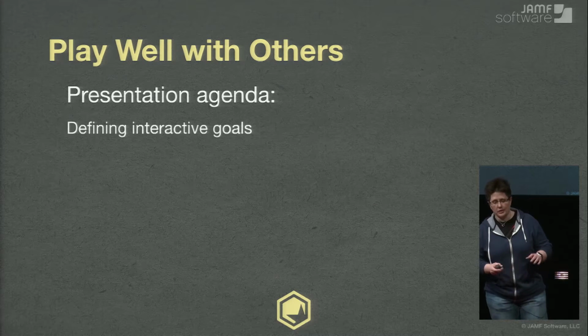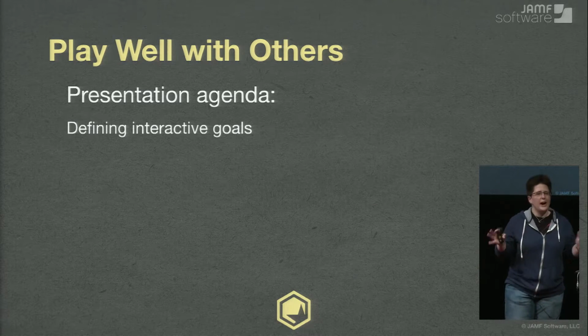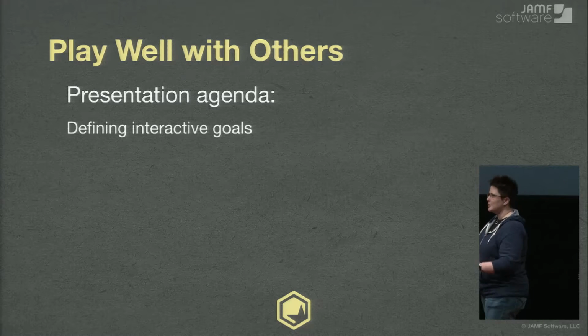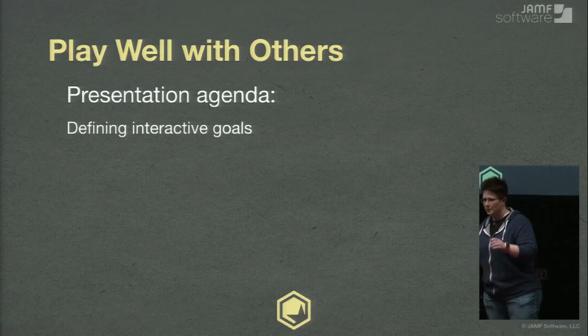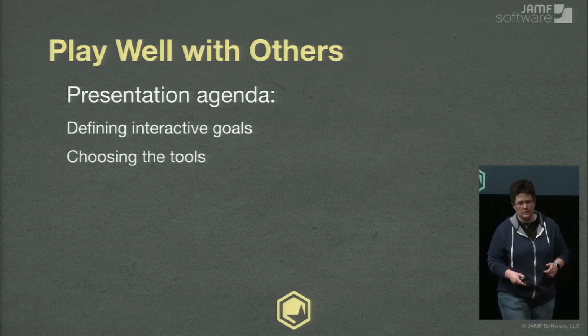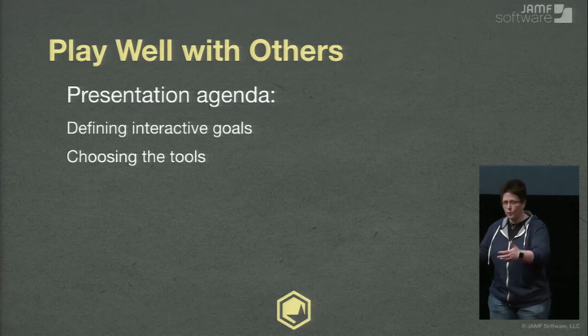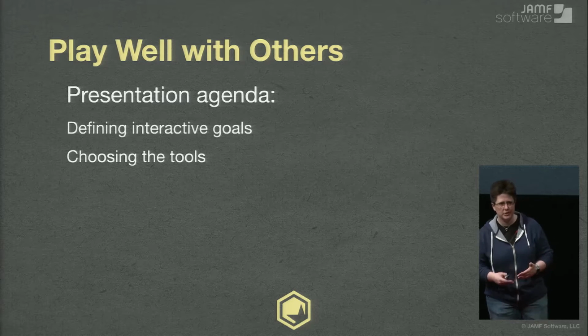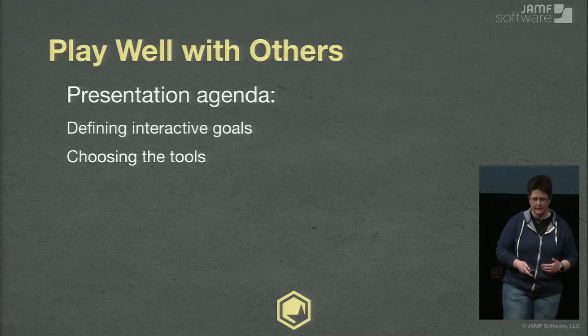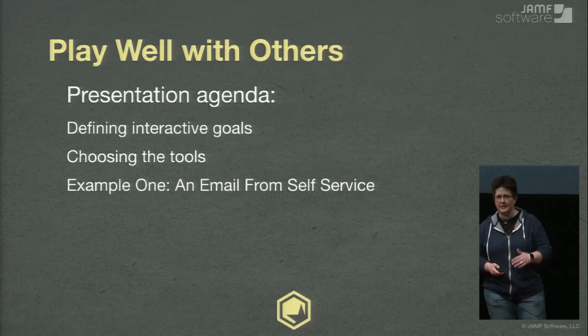We are going to start off with why do we need to be interactive? What are we trying to get out of our end users? What are our goals here? We've also got some tools, some decisions to make about how we present this information to our end users, how we elicit feedback. And then I've got some examples.